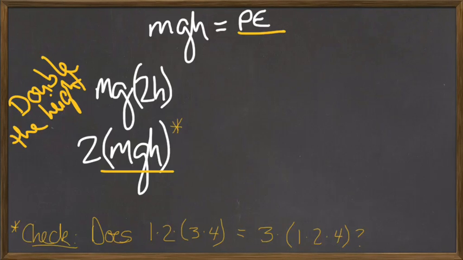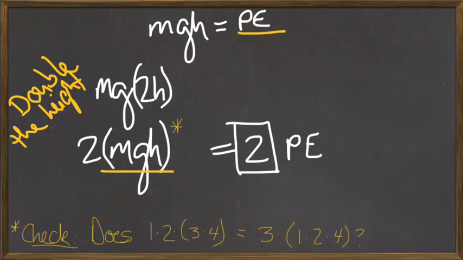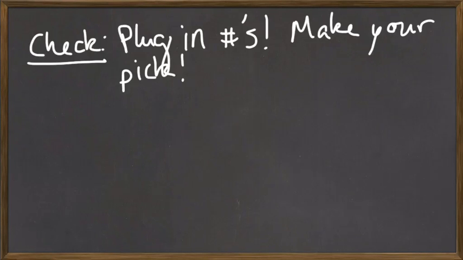But notice now, I have something very significant. mgh is equal to the potential energy. Again, mgh is equal to the potential energy. 2 times mgh is equal to 2 times the potential energy. So, by doubling the height, I doubled the potential energy, and I just proved it mathematically. If you don't believe me, check.